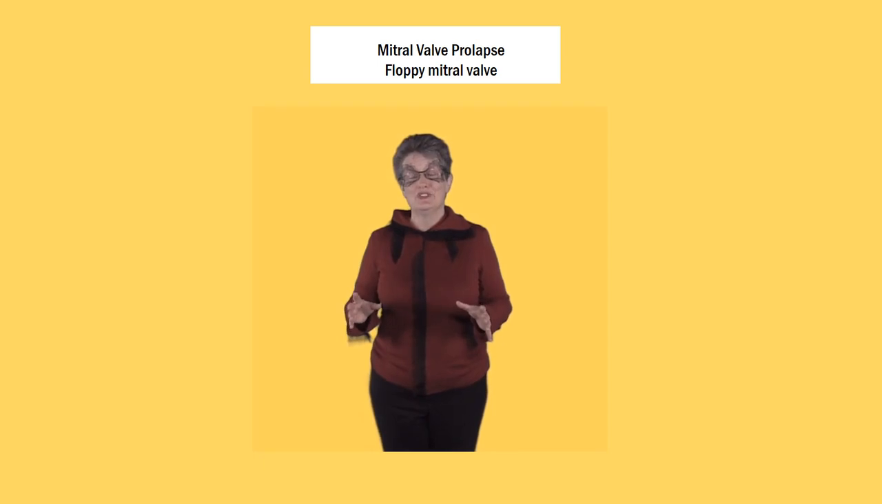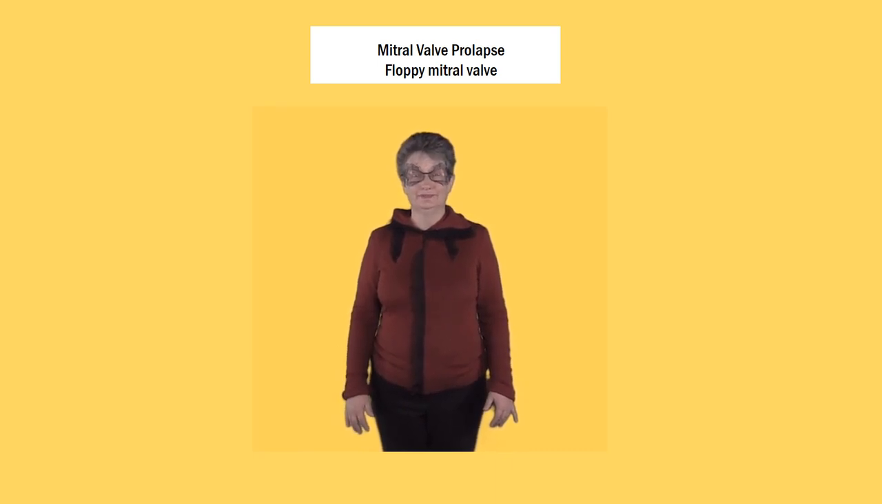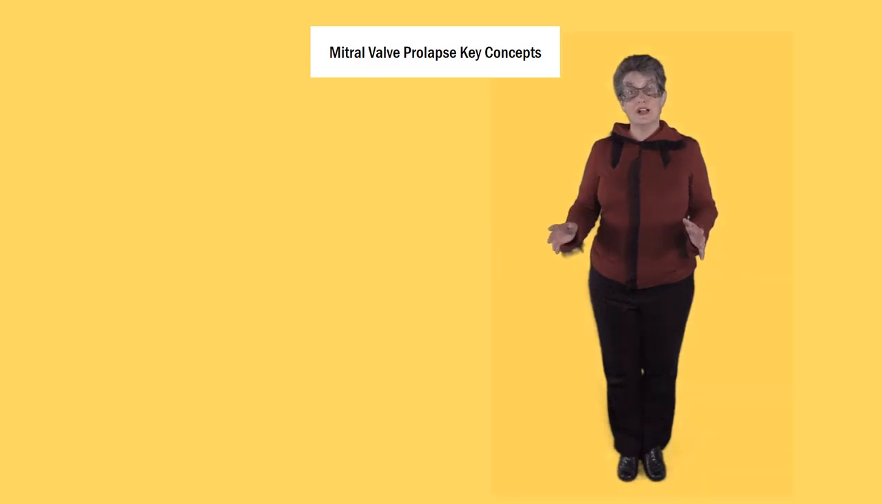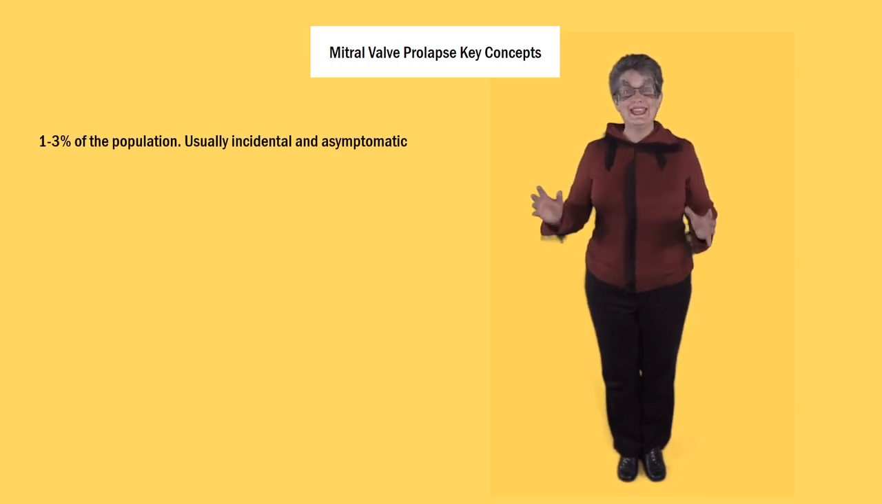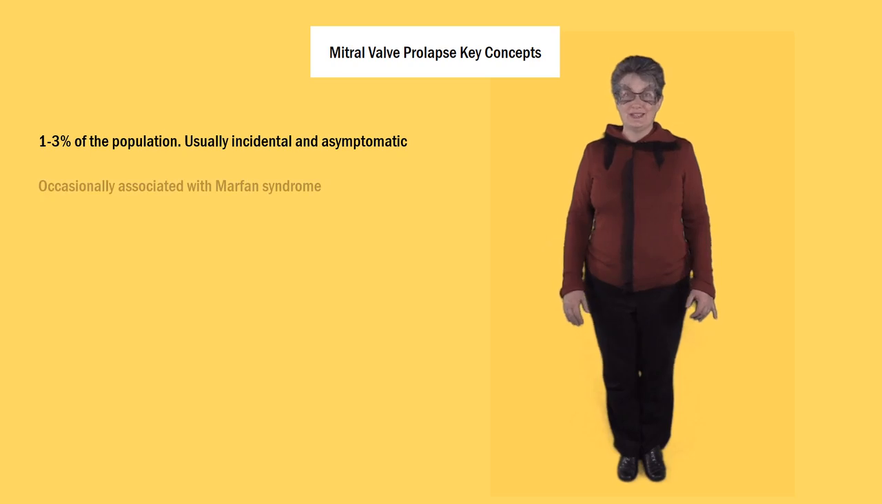The third type of degenerative valve disease is mitral valve prolapse, also called floppy mitral valve. Mitral valve prolapse occurs in 1 to 3% of the population. It's usually incidental and asymptomatic. Occasionally, it's associated with Marfan syndrome.